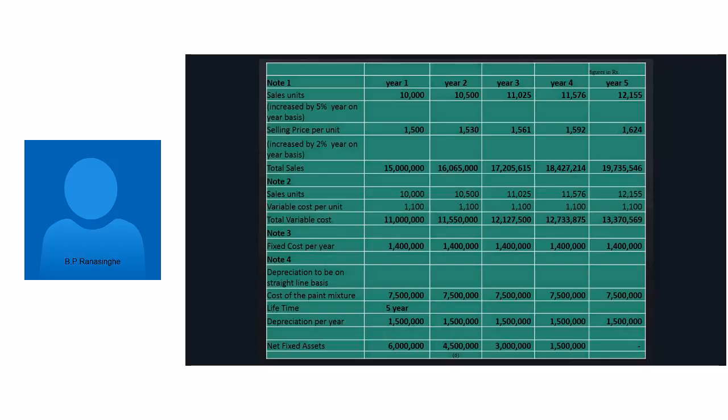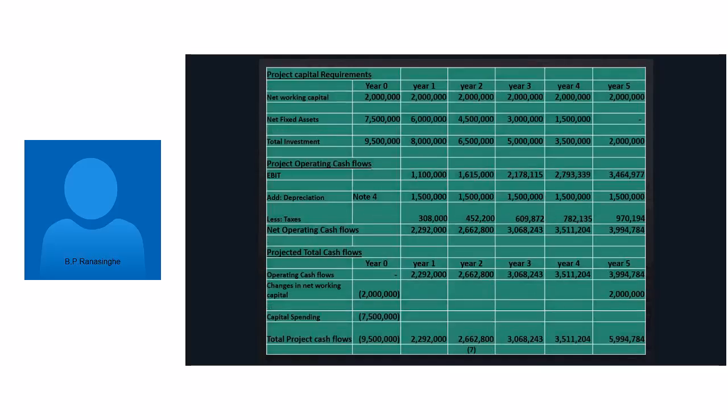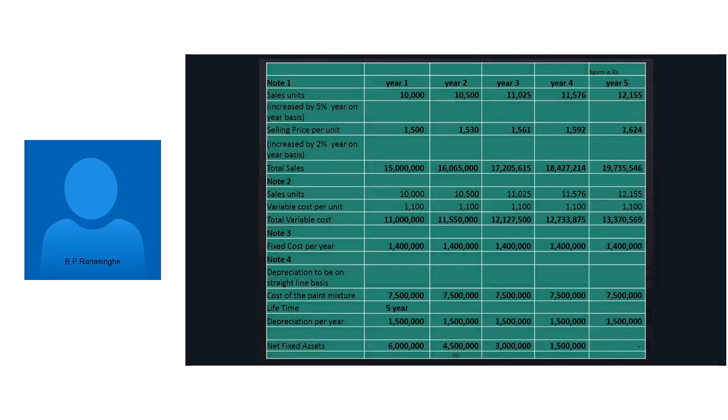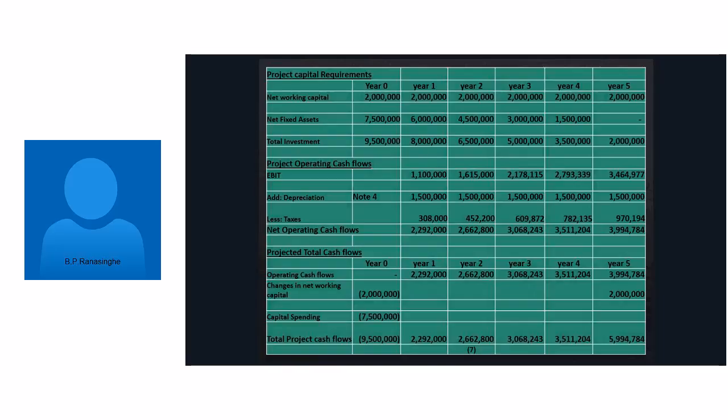Next, net fixed assets will be reduced because of the depreciation. At the end of year 5, it will be 0, since the lifetime of the machine is 5 years. When you come to the project capital requirements, we have forecast we need net working capital of 2 million, and the net fixed asset would be at year 0 7.1 million, that is the purchase value of the machine. Then year 1 will be 6 million, year 2 4.5 million, year 3 3 million, and year 4 1.5 million. So the total investment based on that, year 1 will be 9.5 million, and it ends up with the 2 million, that is the net working capital which we have introduced to the business.